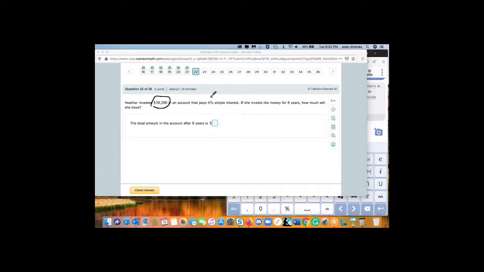Now I need to multiply this number, but remember, before I multiply this number, I need to change it to a decimal. Cannot work with the 4%. Always, if you see the percent, you need to change it to a decimal. In order to do that, you need to move the point twice to the left. So that becomes 0.04.